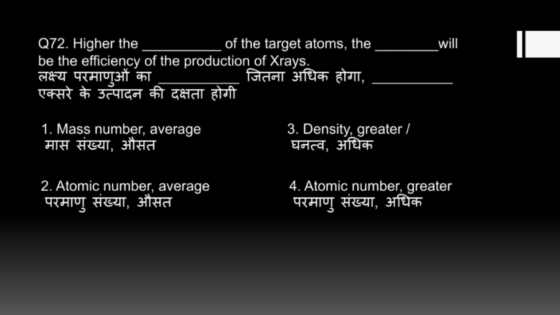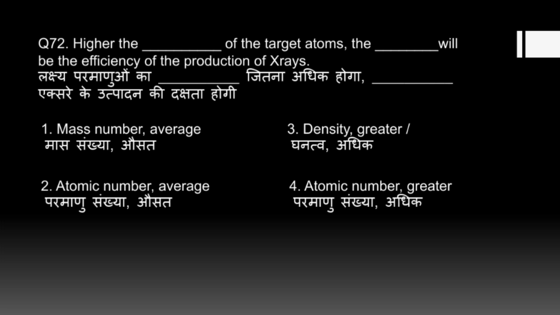Question number 72. The higher the watt of the target atom, the dash will be the efficiency of the production of X-ray. So in the fill in the blanks, you can tell about the efficiency of the production of the X-ray also. This question comes from the X-ray tube. You can check it out in detail if you want to.